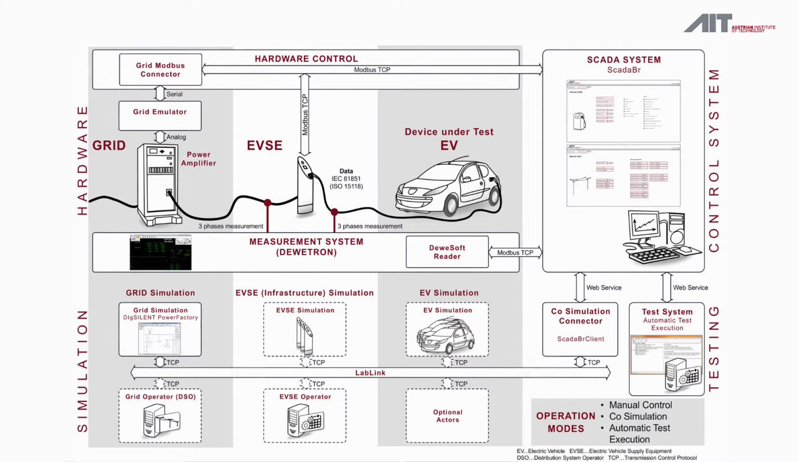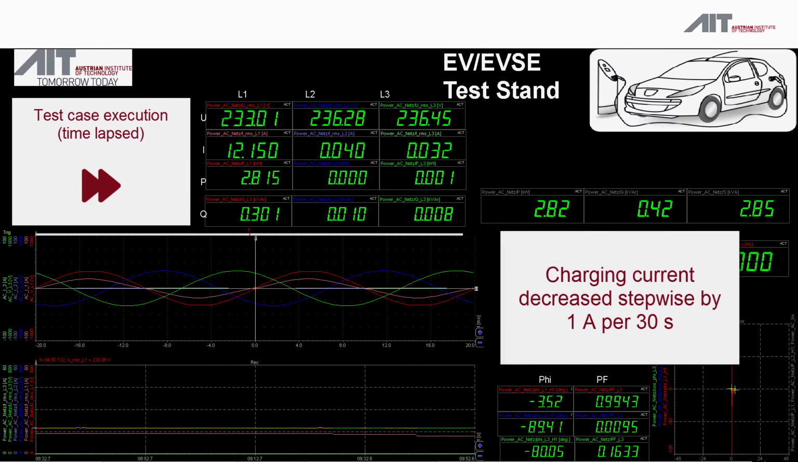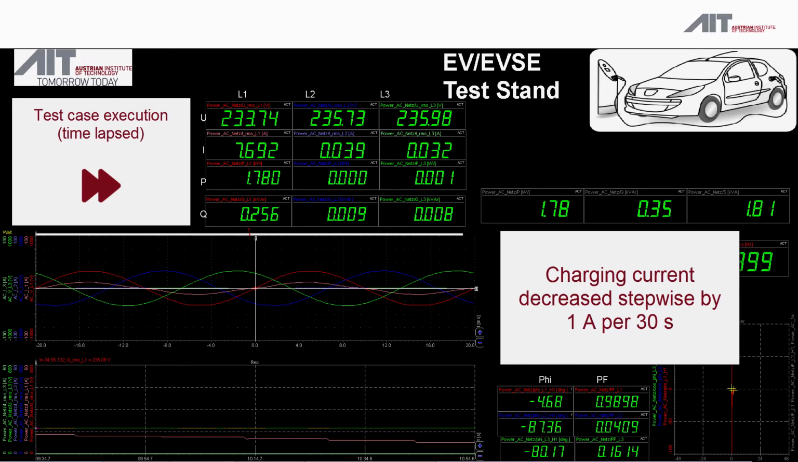The test case executed in this video is an IEC 61851 compliance test. Specifically, the charging current limitation will be evaluated. In this video, we also use a time-lapse. The charging current is decreased stepwise by 1 amp every 30 seconds.